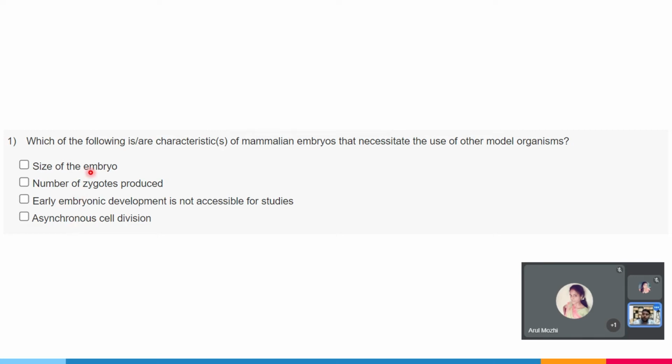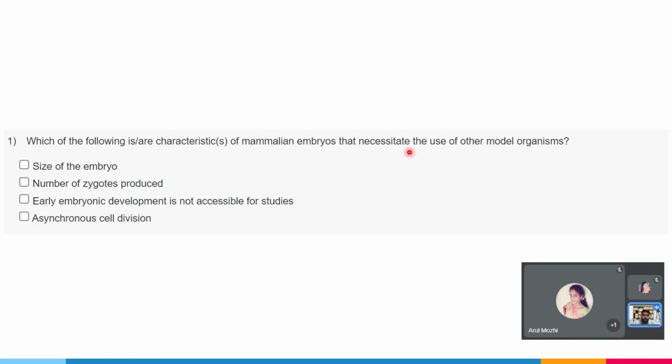That is, which of the following is or are characteristics of mammalian embryos that necessitate the use of other model organisms? So we have looked at various model organisms throughout the course. This includes Drosophila. We have looked at amphibians for a bit. You know that during development we also look at chick, zebrafish. We have also looked a bit at plants, but we only look at mammals so late into the course, and mammals are also difficult to work with in case of development. But why is that the case? That is what the question is asking us.